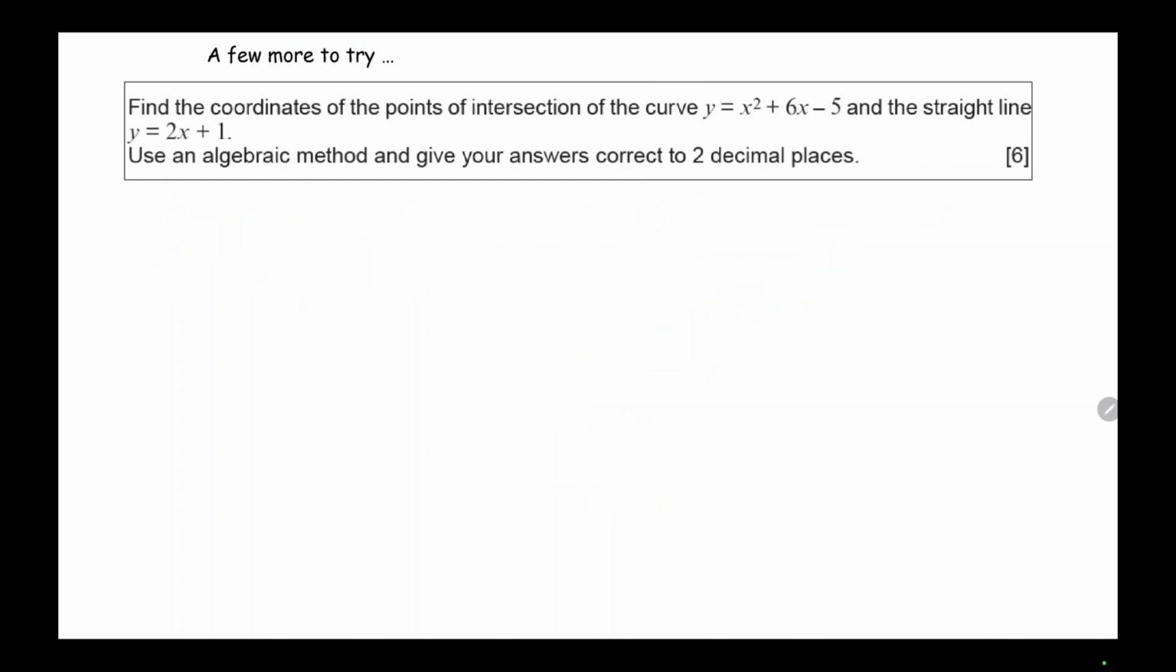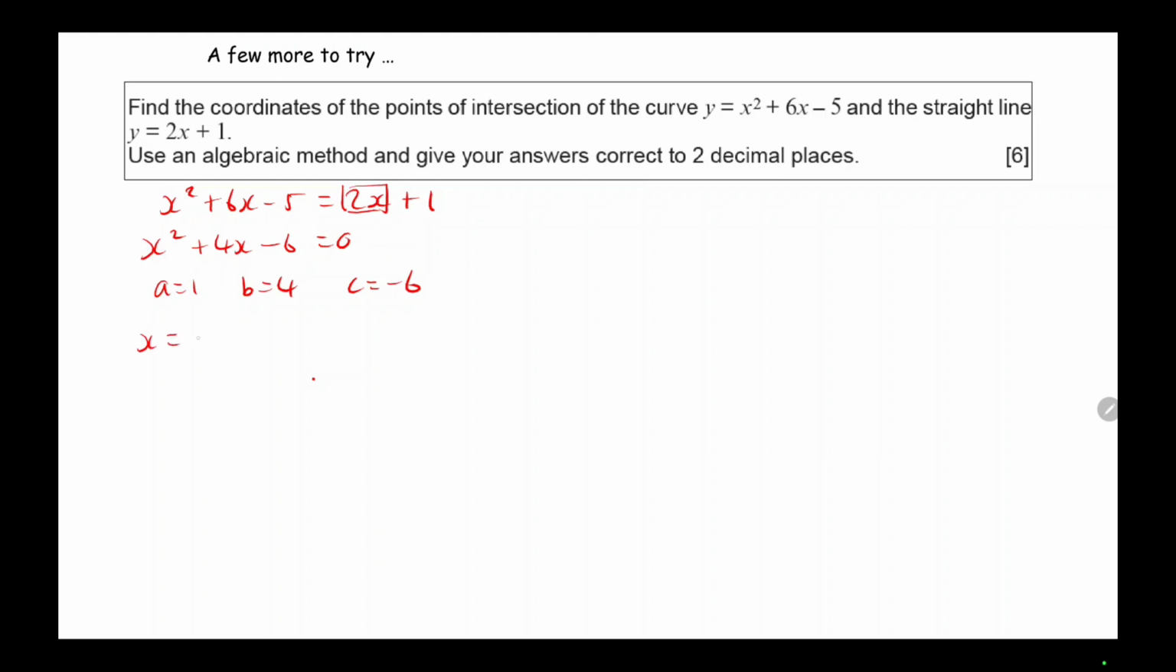Okay, next question. Same format. We've got x squared plus 6x minus 5, which we're going to equate to 2x plus 1. On the left hand side, x squared, take the 2x off, which gives us plus 4x. Take the 1 off, which gives us minus 6 equals 0. Our a is equal to 1, our b is equal to 4, c is equal to minus 6.